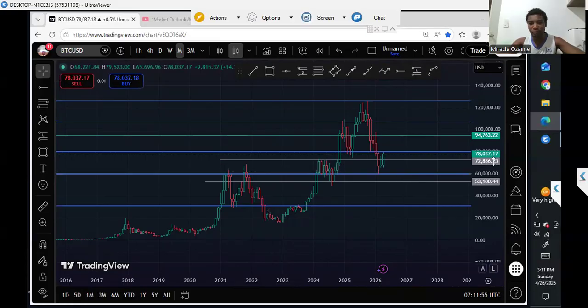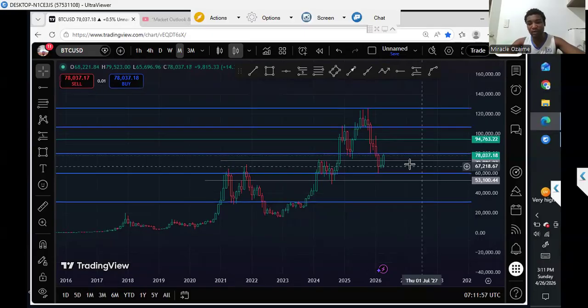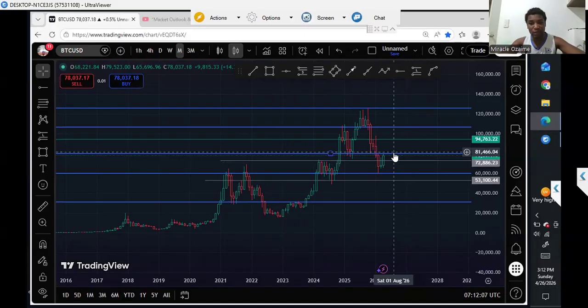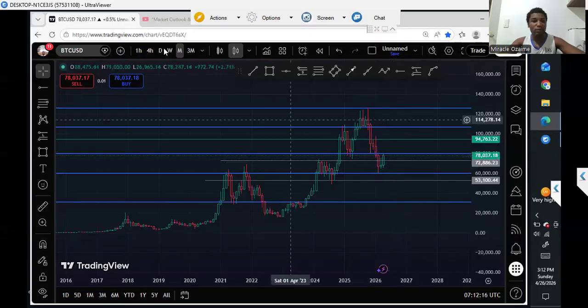But for now, the monthly candle is not yet closed. We still have this week for the monthly candle to close. Most likely, the monthly candle will go bullish from the way that I see. Most likely the monthly candle is looking very bullish. It's going to close bullish.